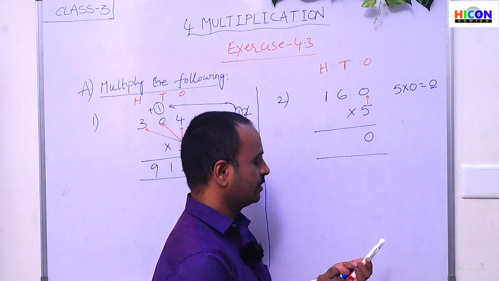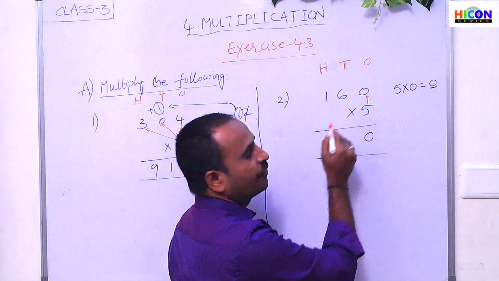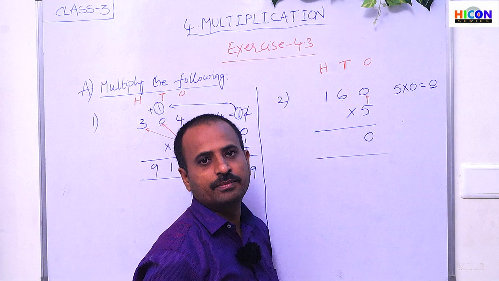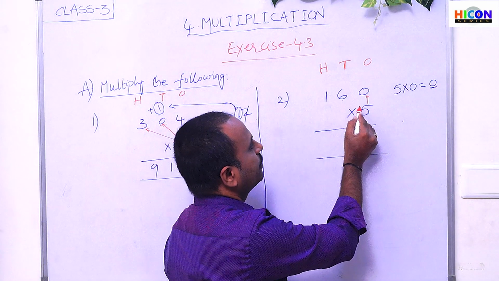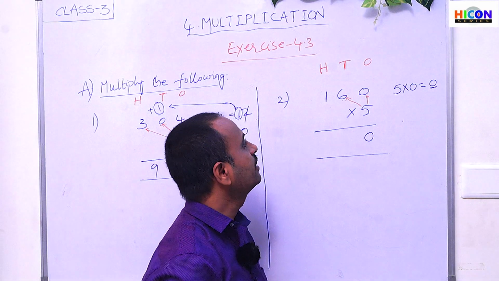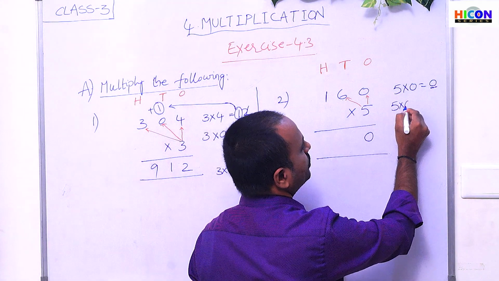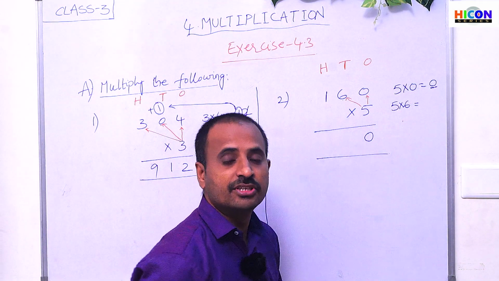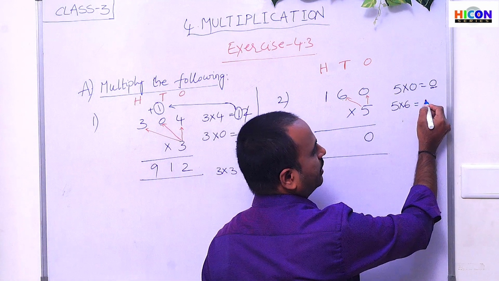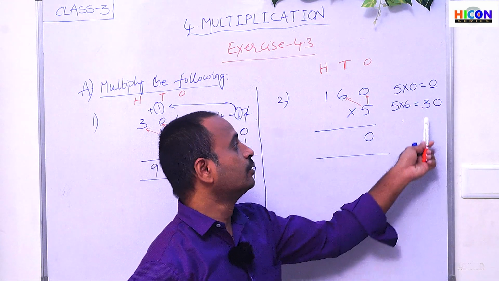Now go to the tens place. Multiply the digit present in the tens place with 5. What is present in the tens place? 6 is present in the tens place. So multiply 6 with 5, that is 5 into 6. Children, how much? 5 sixes are 30. It is a 2-digit number.